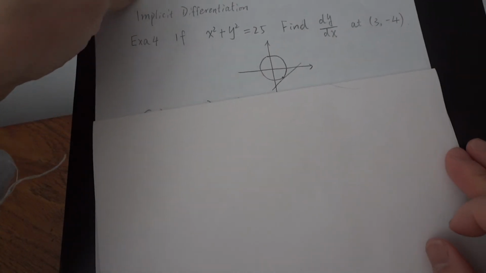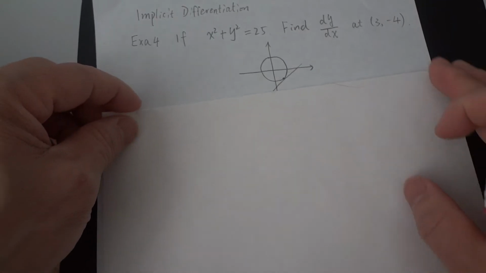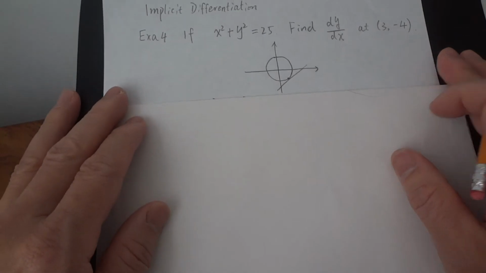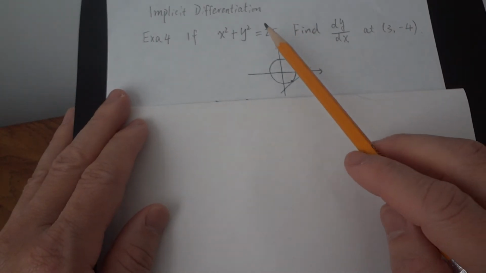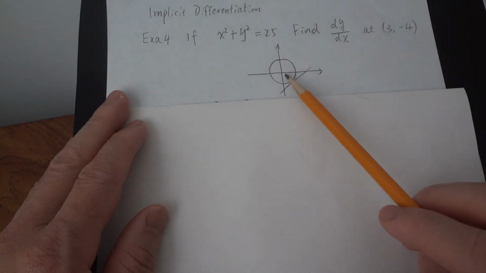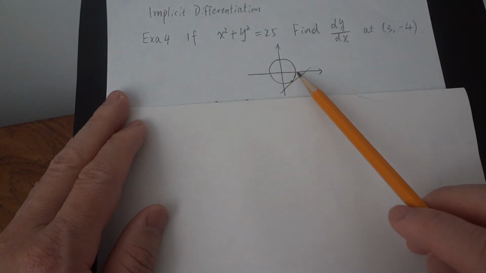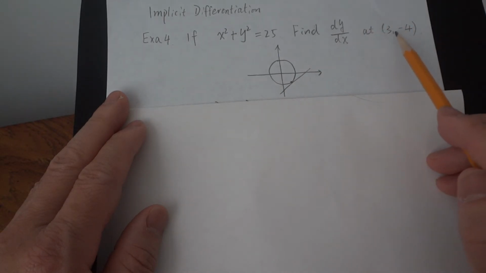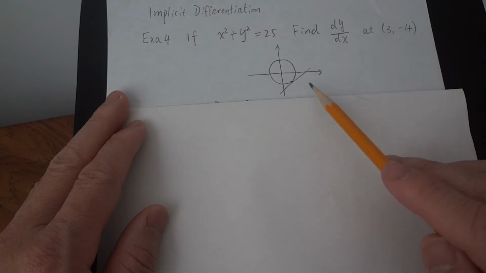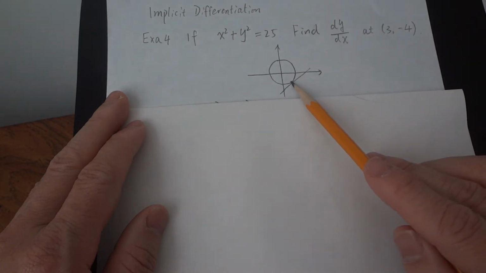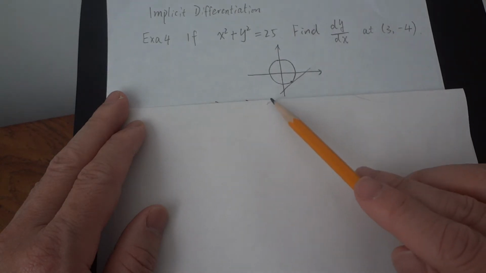So to do that, let me actually show you the picture of the curve. It's well known that the curve for this equation is simply a circle. Center is the origin, radius is 5, which is the square root of 25. And obviously the point we're talking about, (3, -4), is right here. Basically we want to find the derivative at this point, in other words, the slope of this tangent line.